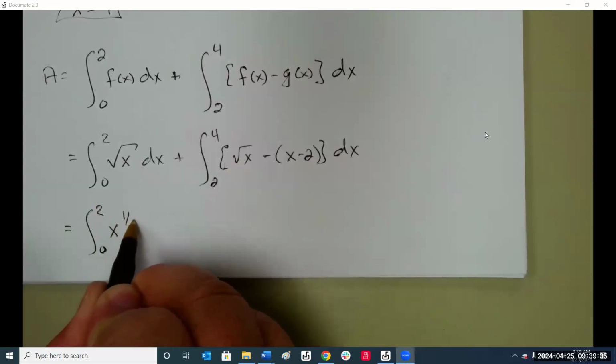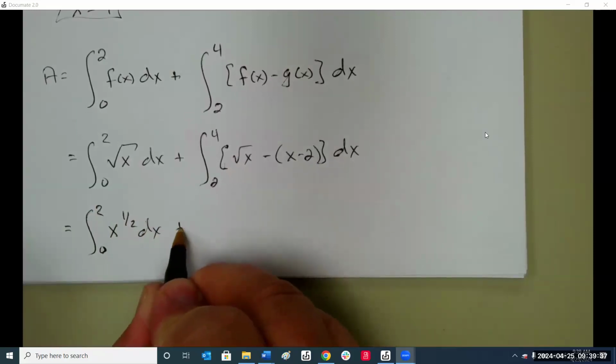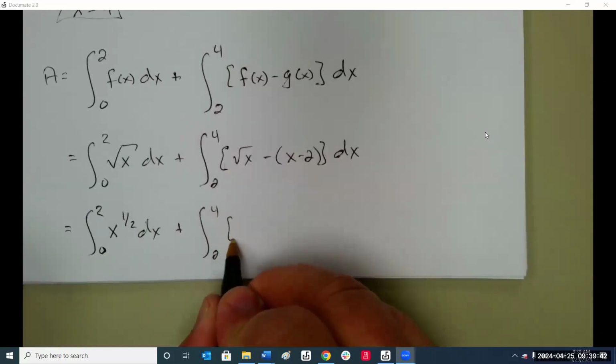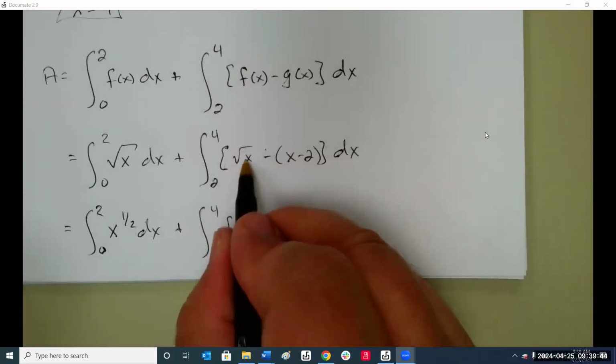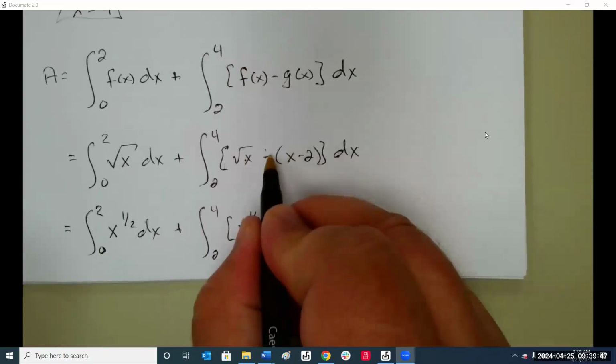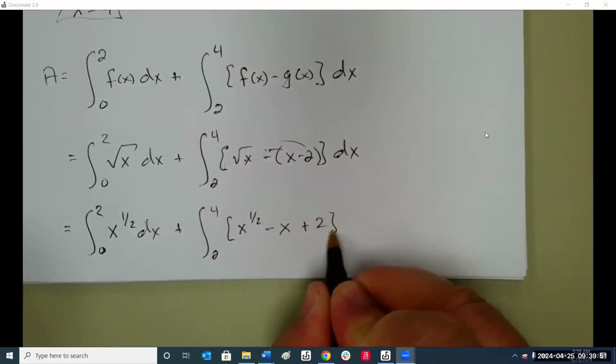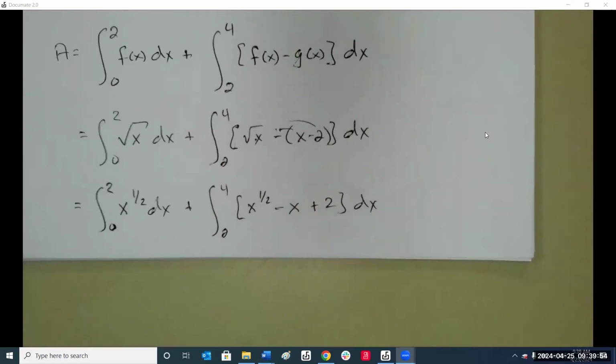So x to the power 1/2 dx from 0 to 2. We have x to the power 1/2, and this negative makes it negative x, positive 2. Now we just take it like we normally would. The rest should be straightforwardly easy.